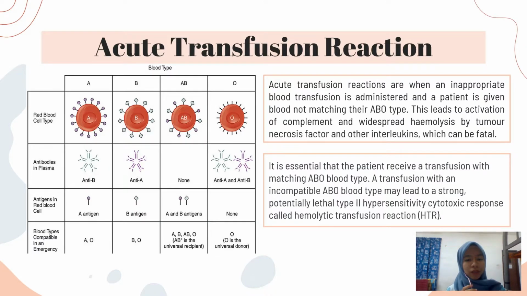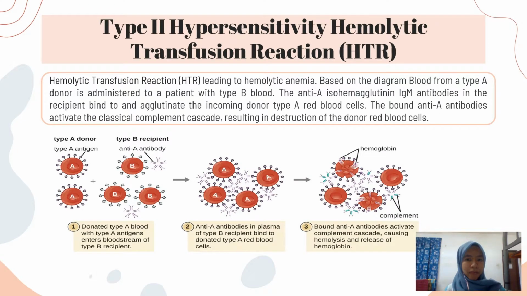A transfusion with an incompatible ABO blood type may lead to a strong, potentially lethal type 2 hypersensitivity cytotoxic response called hemolytic transfusion reaction (HTR). This is type 2 hypersensitivity hemolytic transfusion reaction (HTR). It is leading to hemolytic anemia.